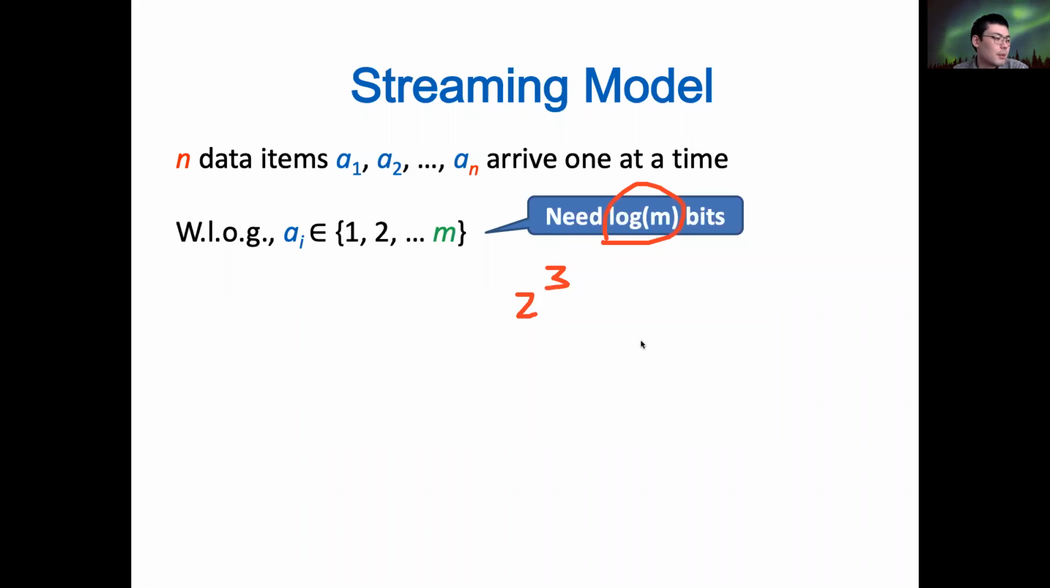Because 2 to the power k, where k is how many bits you want, is equal to n. You have so many different values, and each has a binary string, and k equals log base 2 of n.